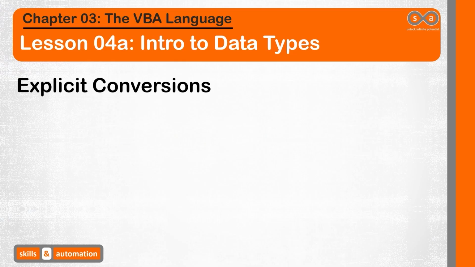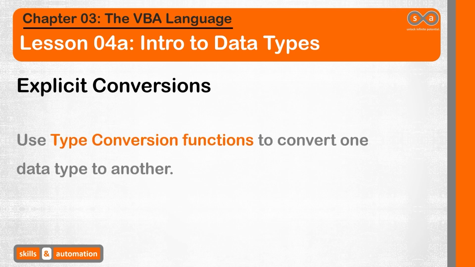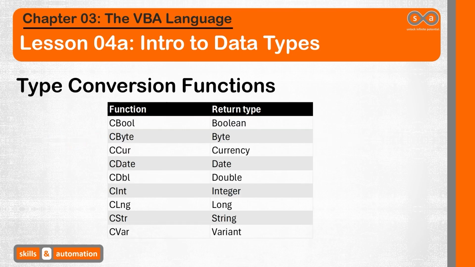Implicit conversions imply that we, the programmer, are not in control of the changes made to the data by our code. This can sometimes lead to unexpected results. When accuracy of data points is crucial, we should use type conversion functions to convert one data type to another. There are a host of type conversion functions available. A few are given here.